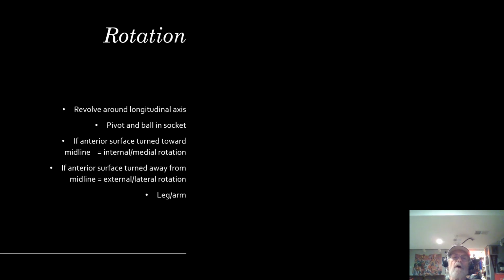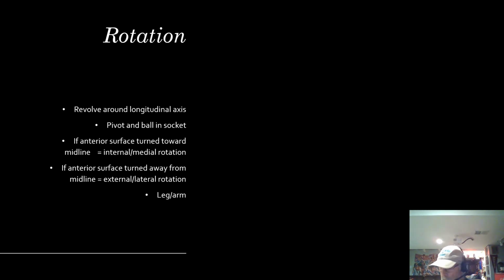Rotation is revolving around the longitudinal axis of something, where it's basically a pivot or ball and socket joint. These are the types of joints that will provide this type of rotational motion. If it goes towards the midline, it's called internal or medial rotation, and if it goes away from the midline, it's called external or lateral rotation.